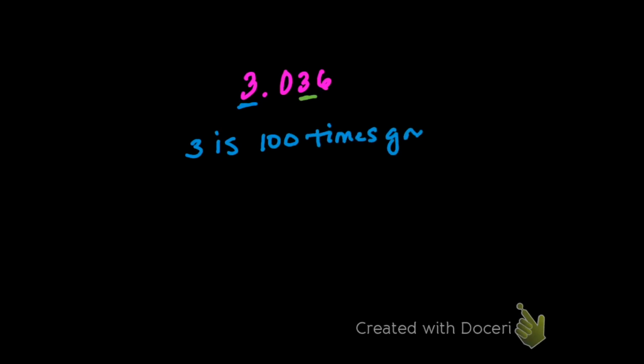So let's do another one. Let's say we have a number of 3 and 36 thousandths. Well, right away we have a 3 in the ones place, and then we end up having a 3 in the hundredths place. So when you're comparing the blue 3, or the 3 in the ones place, this 3 in the ones place is 100 times greater than the 3 in the hundredths place.